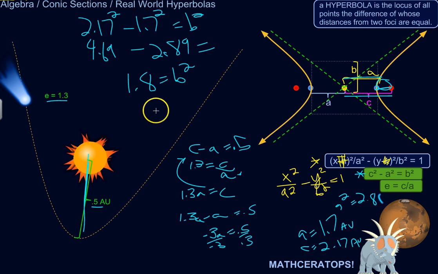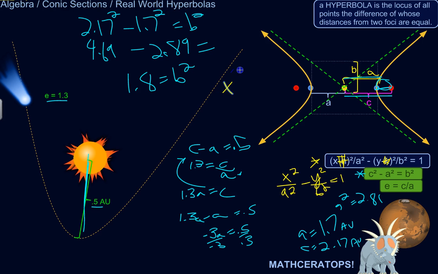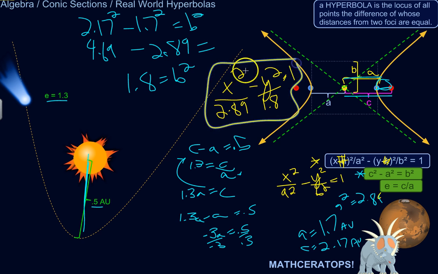So let's write an equation for this hyperbola. x squared over a squared. a is 1.7 astronomical units, and so a squared is 2.89. So x squared over 2.89 AU squared, minus y squared over what is b squared again? 1.8, equals 1. So that would be an equation that would approximate the orbit of this comet.